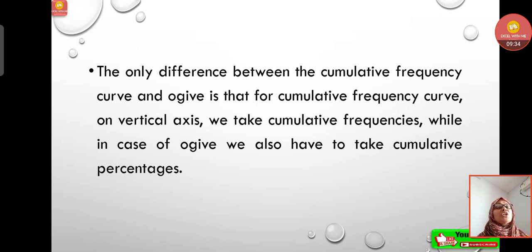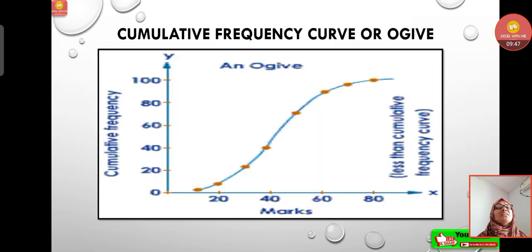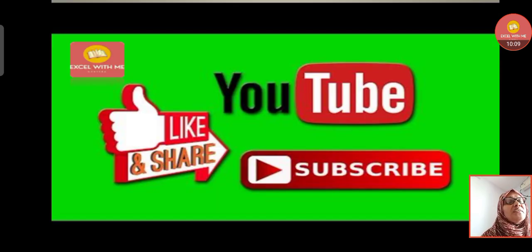Now the only difference between the cumulative frequency curve and the ogive is that for the cumulative frequency curve, on the vertical axis we take cumulative frequencies, while in the case of the ogive we also have to take cumulative percentages. You can see the cumulative frequency curve or ogive here. Clearly it indicates cumulative frequencies on the y-axis, and then marks here. You can see an ogive curve here, the less than cumulative frequency curve we can see over here. So this is all about the tabulation, organization and graphical representation of the data.